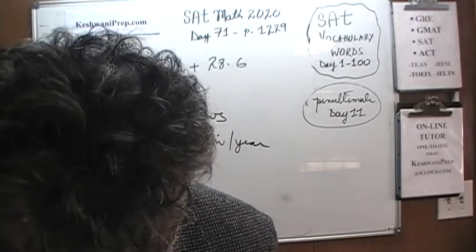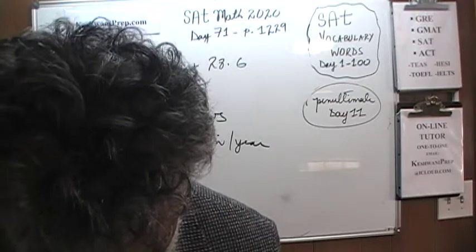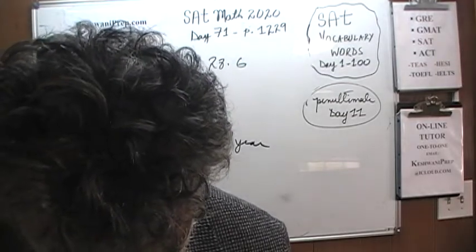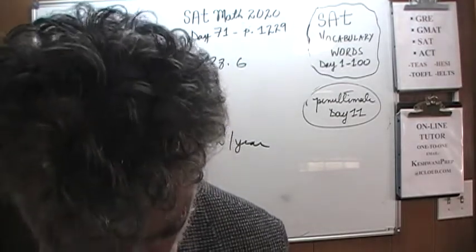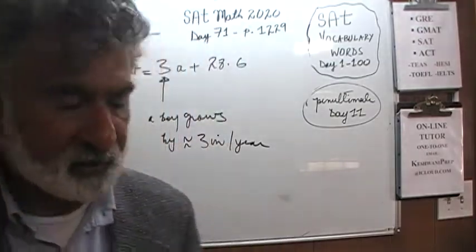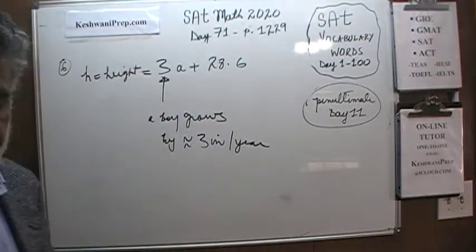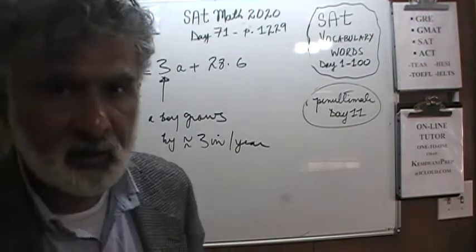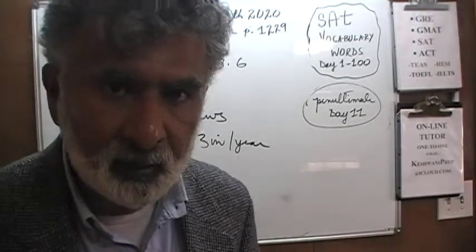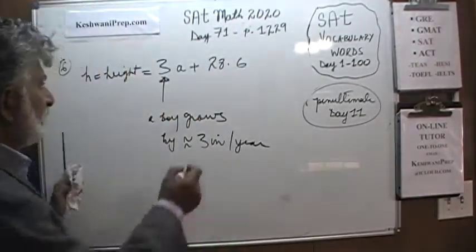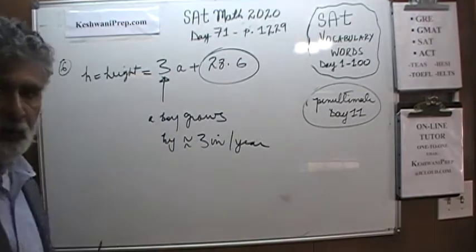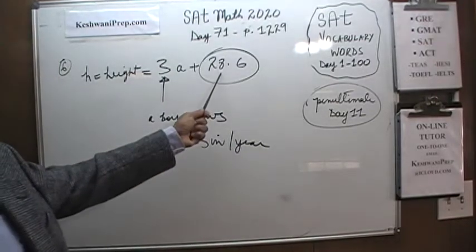Based on the model, what is the estimated increase in the inches of a boy's height each year? The answer is 3. The average increase in height each year of a baby boy is 3. What do you suppose this represents? What do you suppose is the interpretation of this number, 28.6?